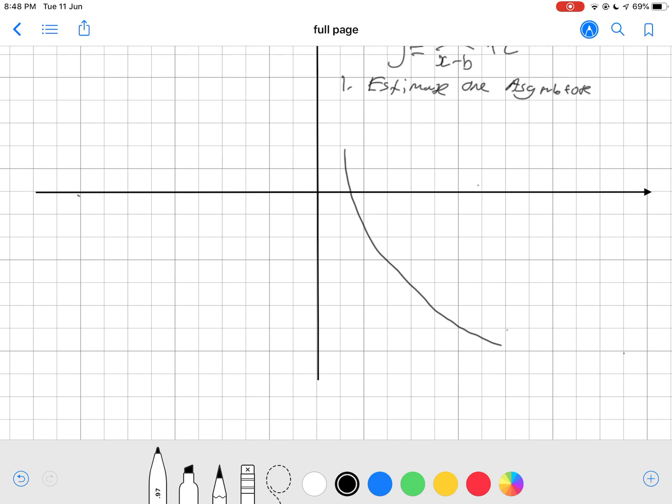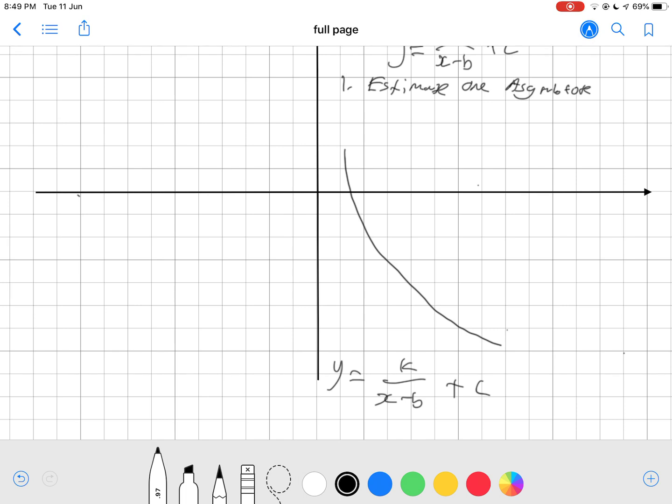Okay, so for example, we have a hyperbola going somewhere like this, a shape like this, okay? So we're going to estimate one asymptote. We know the transformed equation for a hyperbola is y equals k divided by x minus b plus c. So looking at this graph, which asymptote would be easier to estimate?